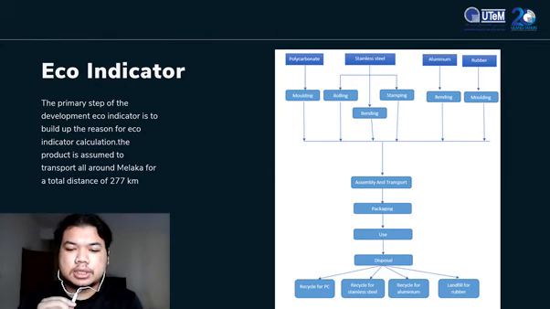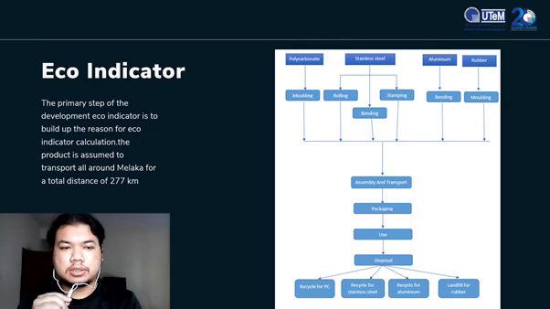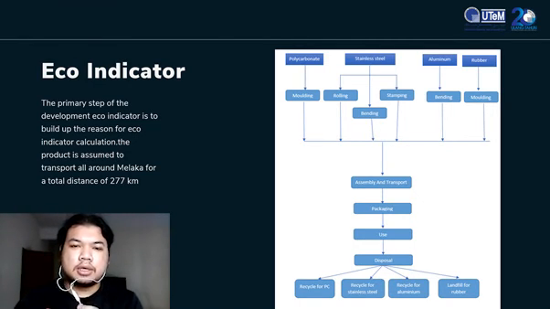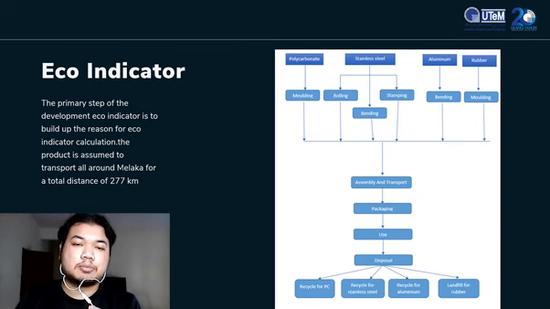We also calculated the indicator of the material and also the process to make the material, and other than that, the transportation energy is also calculated. So we take only the travel at Malacca, and after all the redesign we get the total eco-indicator reduced from before. The total energy consumed after the travel is 1.42 kilowatt hours, and the total eco-indicator is 178.23.